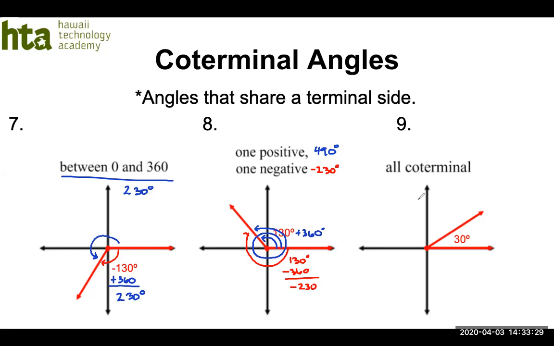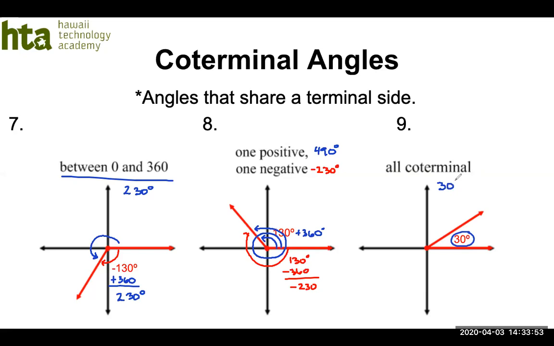All right, now we have the all coterminal. It wants us to write one single expression that represents every single coterminal angle. So we're actually going to write a linear expression here. Okay, so it's actually pretty simple. All you got to do is take the measure of the angle that you're given, so 30. So I'm going to take 30.